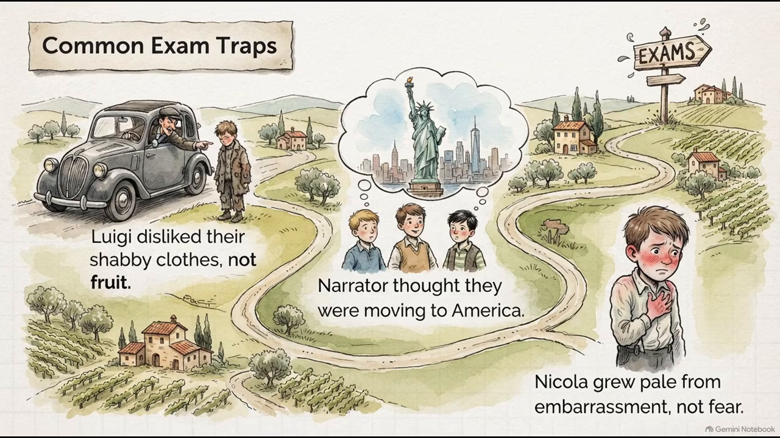Now, you need to be highly aware of these common traps. Examiners love using these to test if you've actually read the text and not just skimmed a summary. First up, remember that the cautious driver, Luigi, disapproved of the boys' shabby, untidy clothes, not the quality of their wild strawberries. Second, the narrator incorrectly guessed they were saving up to emigrate to America, but actually, they just needed the money to pay the hospital in Paletta. And finally, when asked about their money, Nicola didn't grow pale out of fear, he colored deeply and grew pale out of sheer embarrassment, because he so desperately wanted to protect their secret.